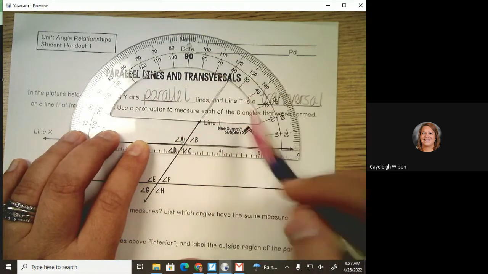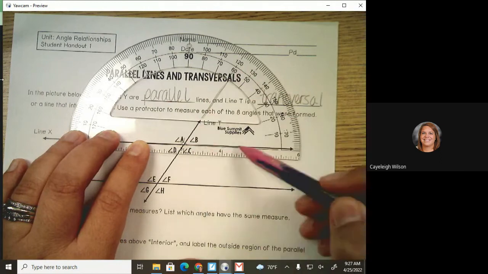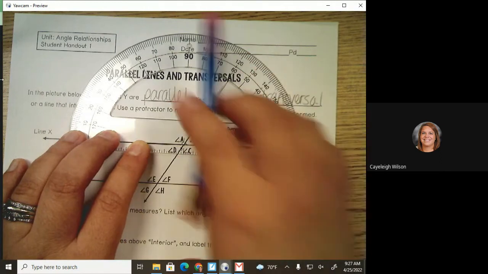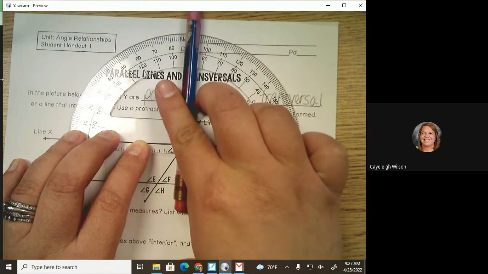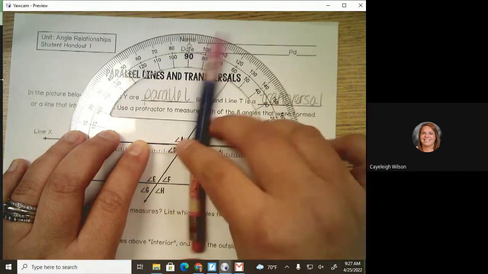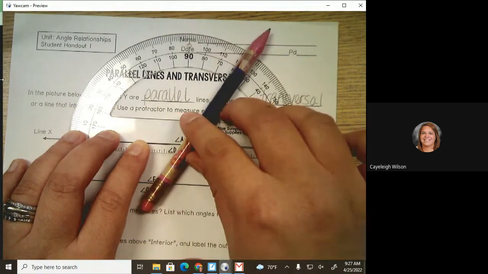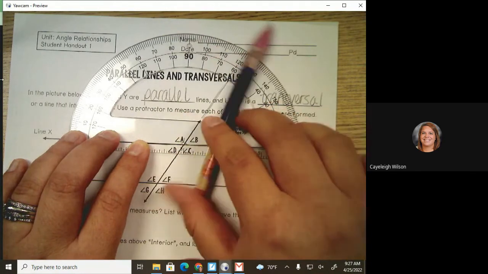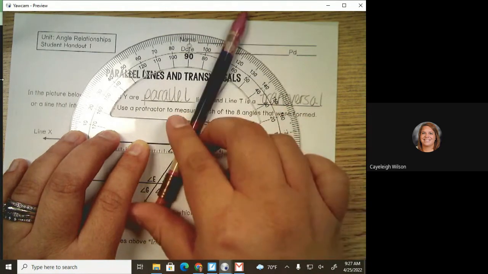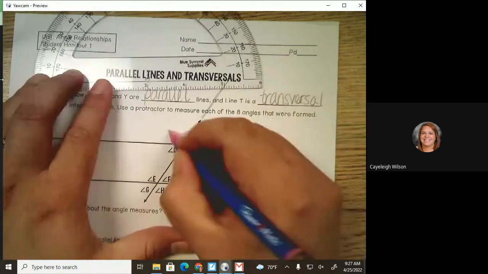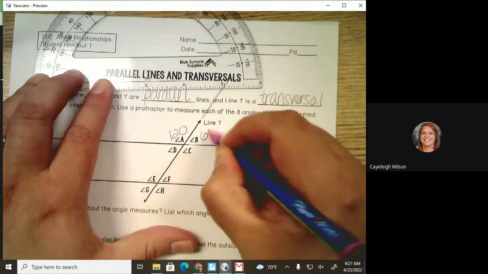120. And what's angle B? 60. And the way that I know that is because this is 90, right? This is 90. So angle A is bigger than 90, so I'm measuring on the top. But angle B is smaller than 90, so I'm measuring on the bottom. So this angle is 120 and this angle is 60.